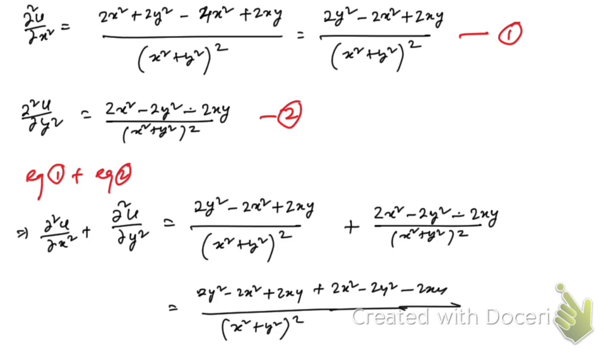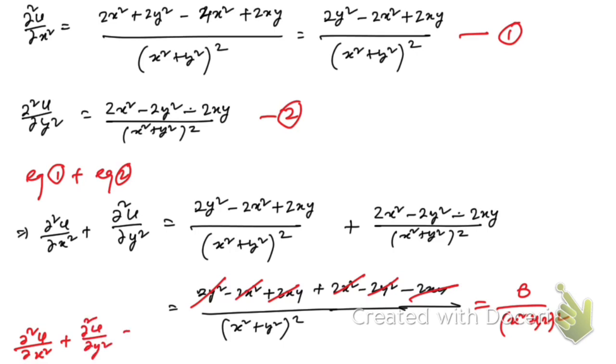Here this term is going to be cancelled: minus 2xy plus 2xy, plus twice x square minus twice x square, minus twice y square plus twice y square. That's going to be 0 by (x square plus y square) whole square. And if that is the case, 0 by anything is 0, so the second order derivative of u with respect to x plus the second order derivative of u with respect to y is going to be equal to 0, hence proved. So hope you have understood.